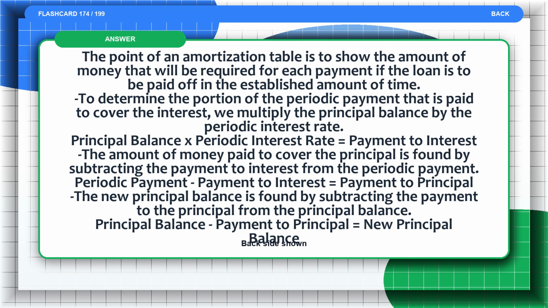The amount of money paid to cover the principal is found by subtracting the payment to interest from the periodic payment. Periodic payment minus payment to interest equals payment to principal. The new principal balance is found by subtracting the payment to the principal from the principal balance. Principal balance minus payment to principal equals new principal balance.